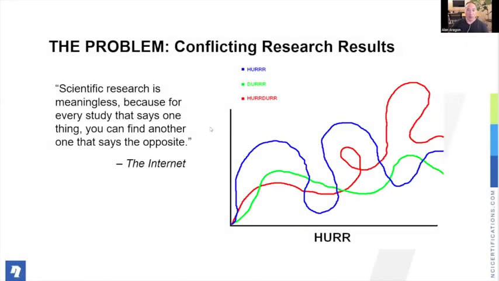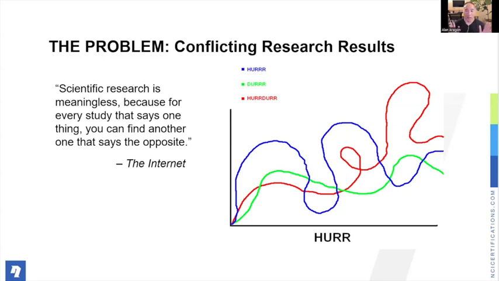Welcome to Lesson 4, where we will evaluate studies using the PICOS framework, and we'll also use this framework to make sense of conflicting study results. There is a common problem that all of us have faced, and a problem that really frustrates the lay public and even many professionals, and that is conflicting research study results.